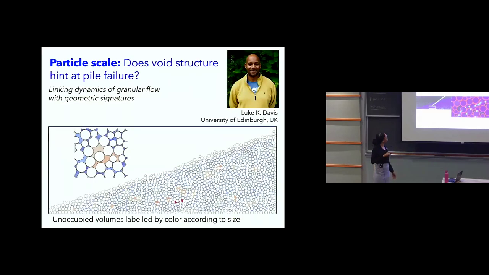We also looked at the void space. For this, I got help from Luke Davis, a theoretical physicist at the University of Edinburgh, who used a voxelizing technique to identify all the void spaces available to each of our grains. This figure here is showing the void spaces labeled by color according to the sizes of the void space. Our hope being that we can connect the available space to rearrange with the grain with determining whether or not it will ultimately fail.